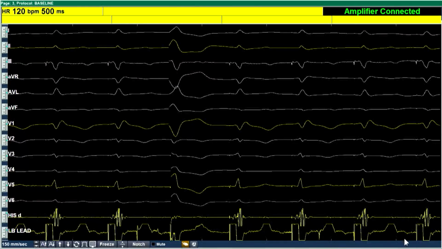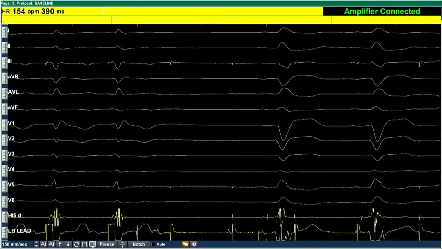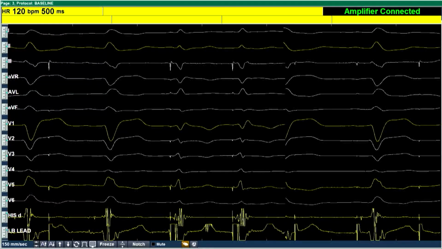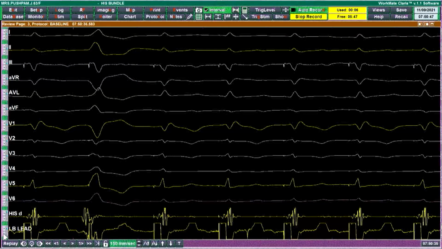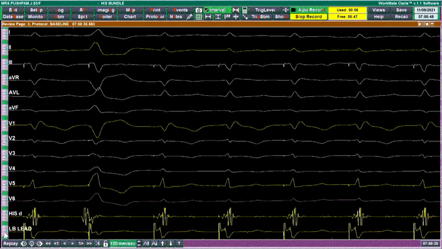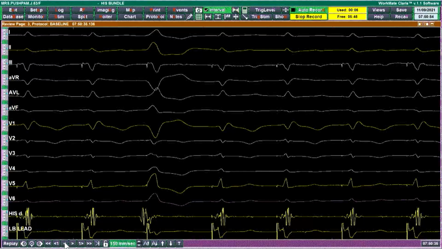0.4, selective transition. Okay. So we'll now search for this non-selective to selective transition. Reduce the amplitude of lead left bundle electrogram. Left bundle electrogram amplitude. Yeah. So go forward. Off pacing.